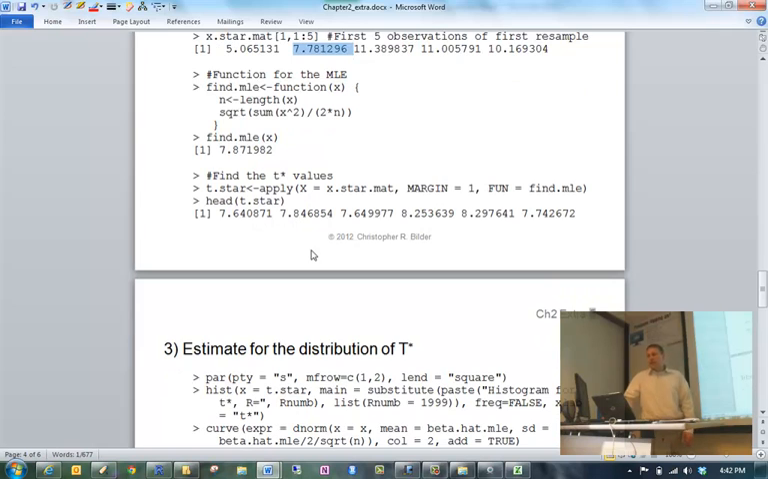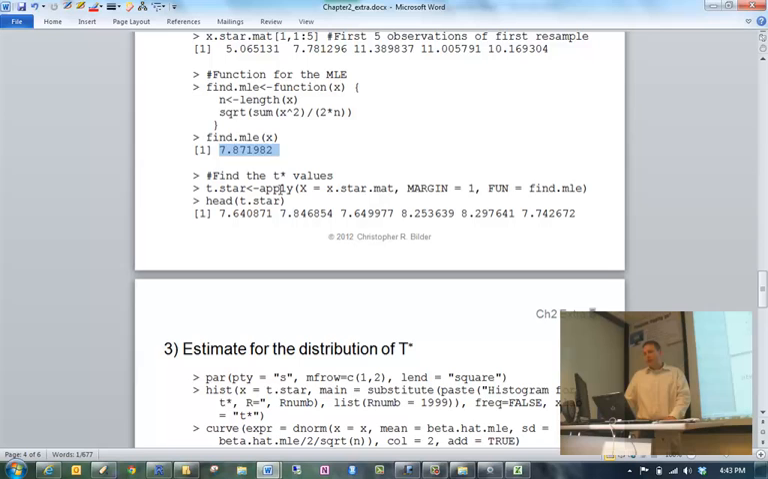Now what I need to do is find the maximum likelihood estimate for every single resample, all 1,999 of them. So I write a function to help me do that. I say the function is called find.mle. I say function of x. So I'm going to pass in my data. I'm going to find the number of observations, and then simply the square root of the sum of the x's squared divided by 2n. That's what's returned to me, so that the actual maximum likelihood estimate on the original data is 7.87.